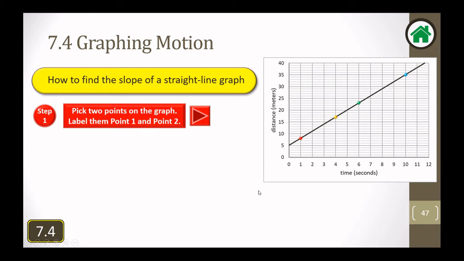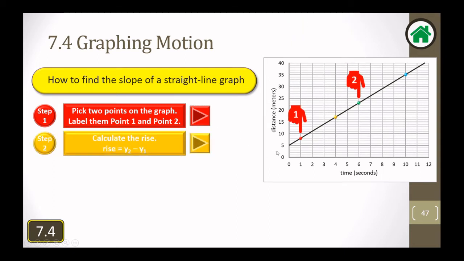Alright, so the next thing we want to talk about is how to find the slope of a graph. Finding the slope of a graph usually involves a couple of steps. The first thing you want to do is pick 2 points that are on the graph. If you have a linear graph like this, it really doesn't matter which 2 points you pick. You're always going to get the same slope. So just arbitrarily, I choose this point and this point, and I label this point 1 and this point 2.